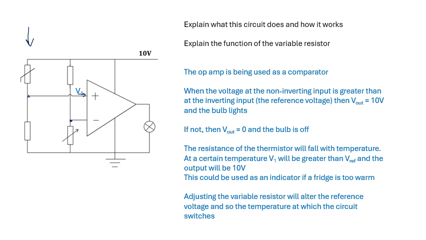The resistance of the thermistor will fall with temperature. At a certain temperature, V1 will be bigger than V ref and the output will be 10 volts. This could be used in your fridge. If the fridge is too warm, then maybe an indicator or an alarm will go off. And adjusting the variable resistor alters the reference voltage.